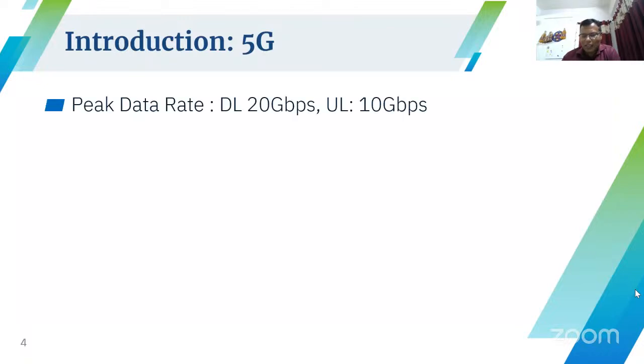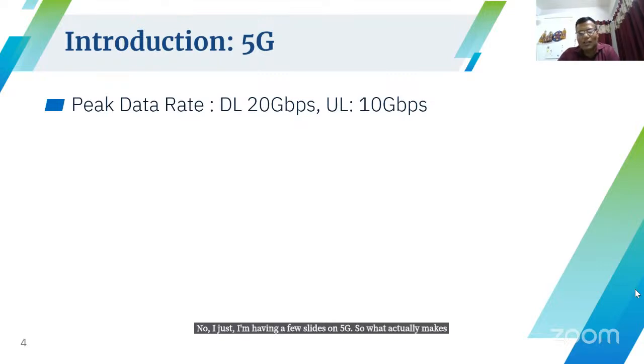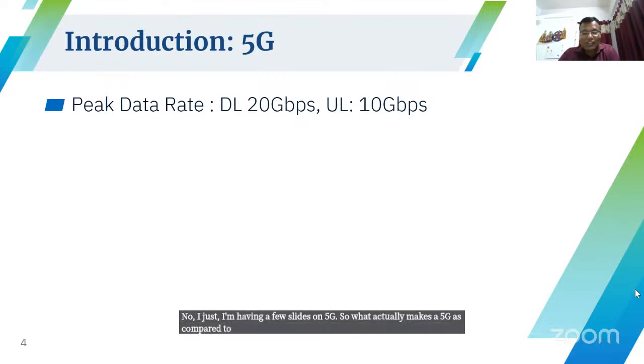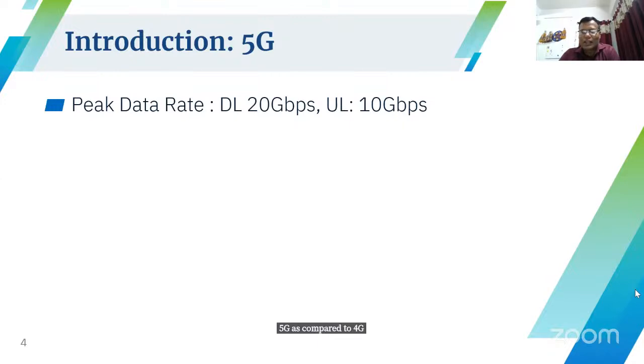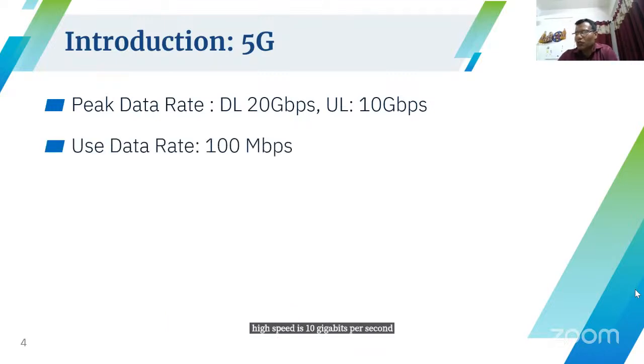Now, I have a few slides on 5G. So what actually makes 5G different as compared to 4G? The very first thing is the peak data rate. The specification for 5G is a download speed of 20 gigabits per second and an upload speed of 10 gigabits per second. The same in 4G is a download speed of only 1 gigabit, whereas upload is only 0.5 gigabits per second. So the speed here is almost 20 times higher in 5G as compared to 4G.